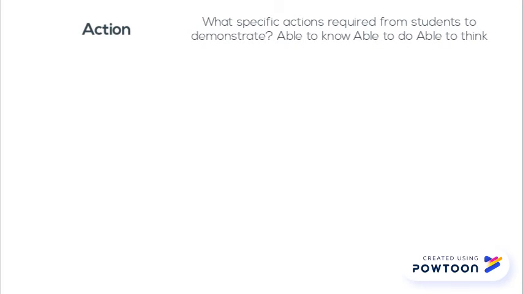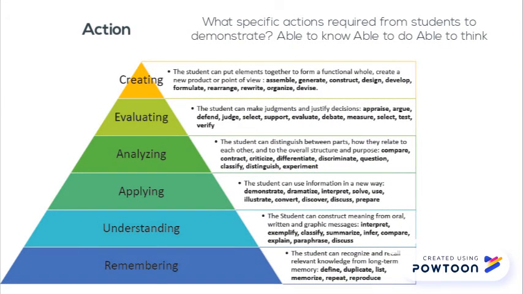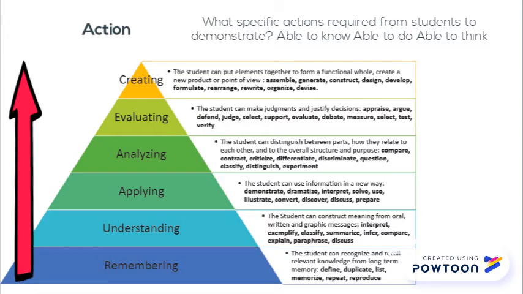When you write the actions required, the Bloom's taxonomy is the best guide. Will you require your students to remember, understand, apply, analyze, evaluate, or create something? The words written in bold indicate the action required for each level of thinking.